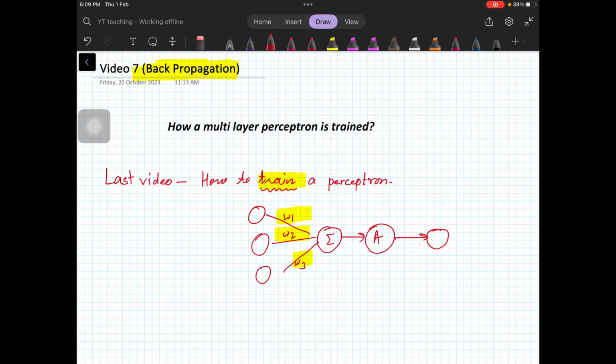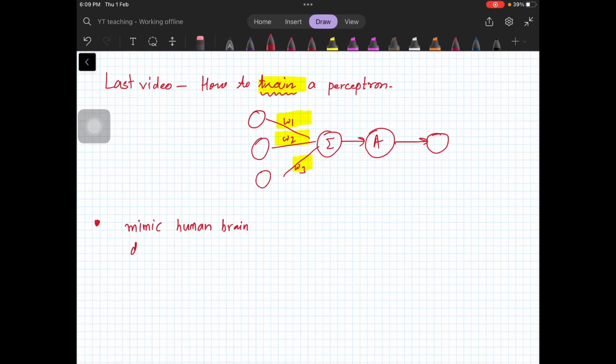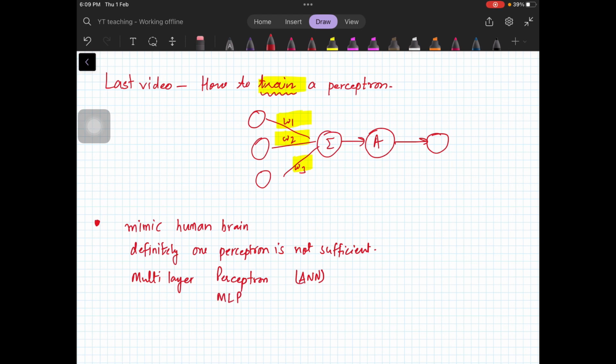Now you connect what you want to do. I told you in the first video that what we are trying to do in artificial intelligence is mimic the human brain, right? For that, definitely one perceptron is not sufficient. So we have the concept of the multi-layer perceptron, which is nothing but the artificial neural network itself. We call it MLP.